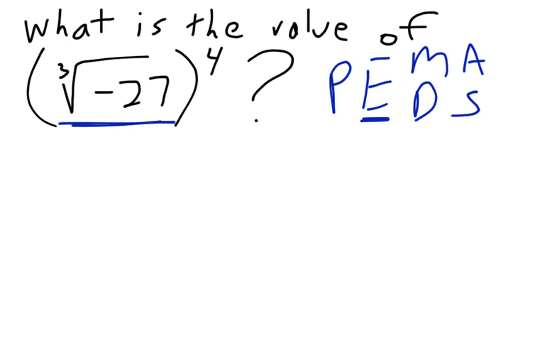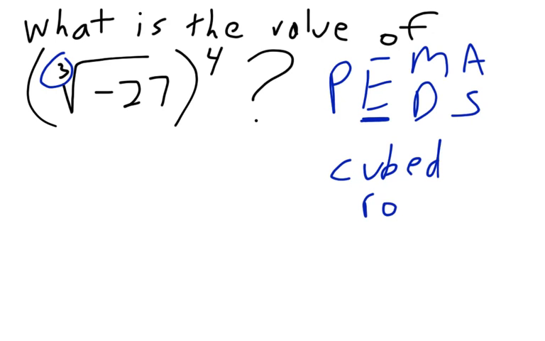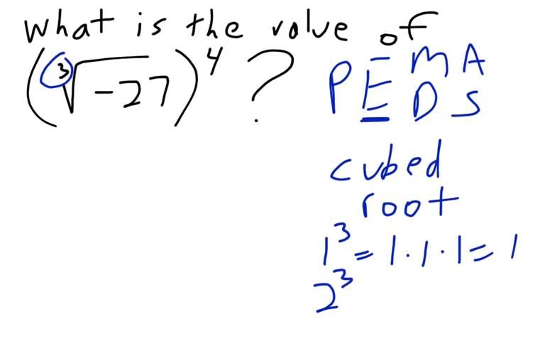All right, so what does this 3 mean? Well, that's called a cubed root. And a cubed root, I'll just go over this briefly. Cubed root is if you work backwards. So if you cube 1, it means 1 to the third power. So 1 to the third power means 1 times 1 times 1, which is 1. If we did 2 to the third power, so if we were doing 2 cubed, it would mean 2 times 2 times 2, which is 8.